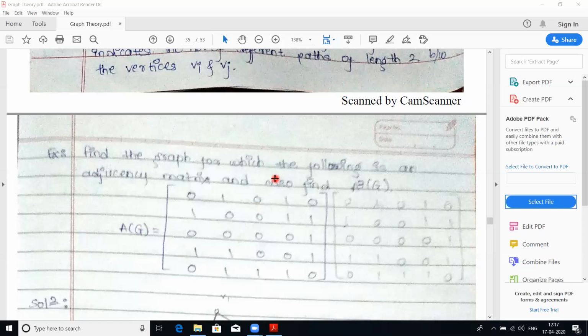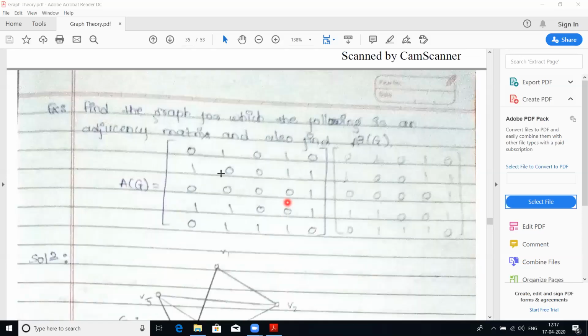In the previous example, you took a graph and drew its adjacency matrix and incidence matrix. Now here the matrix is given. Find the graph for which the following is an adjacency matrix, and also find A cube of G. So they have given the adjacency matrix, and we need to draw the corresponding graph.